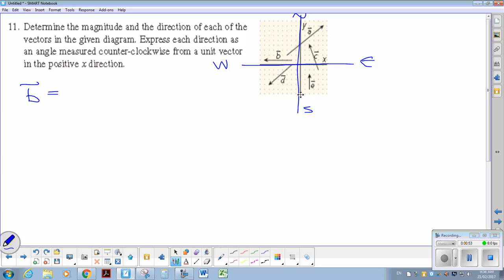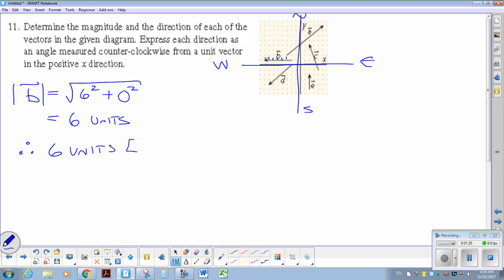So my B vector, I can look at it, and it looks like it is 1, 2, 3, 4, 5, I think 6 in length. So the vector itself is 6 units in length. To find the magnitude, we take the x component, which is 6 units long, no y component. So 6 squared is 36, square root of it is a magnitude of 6 units. And its direction will be straight west. So 6 units west. That's all it really wants with that.